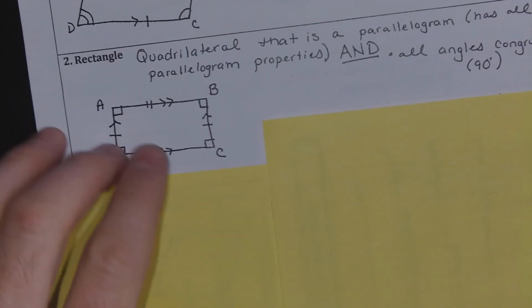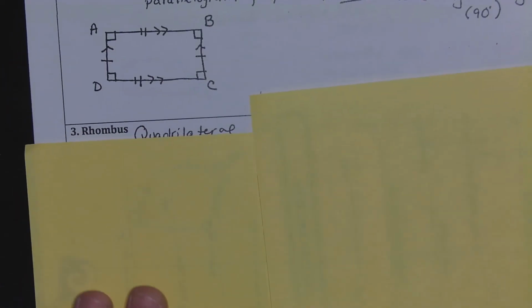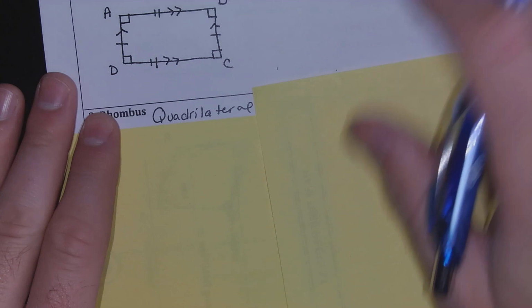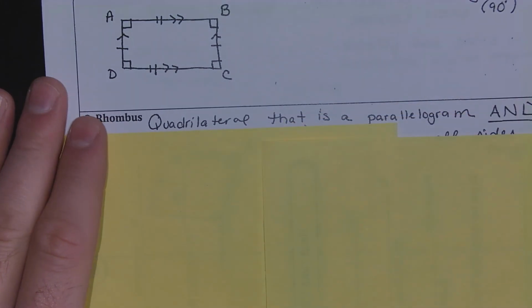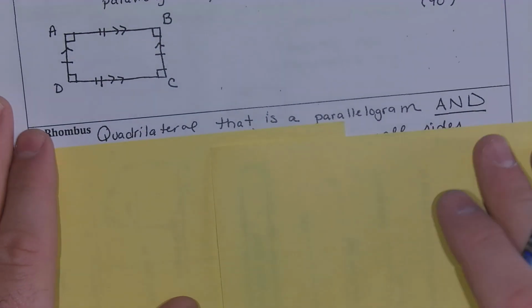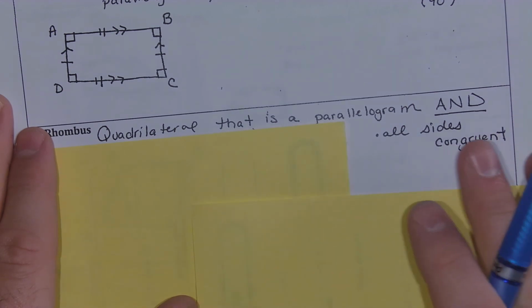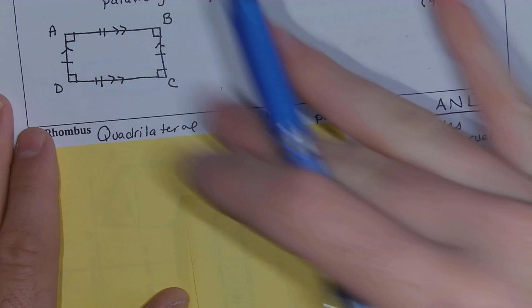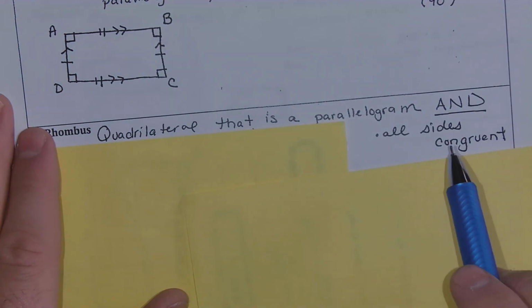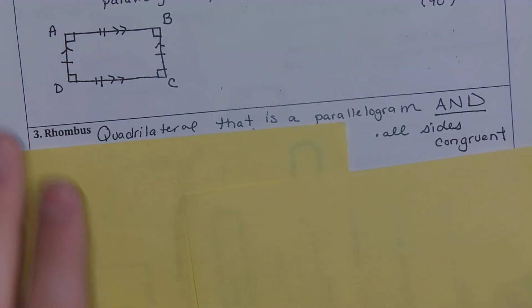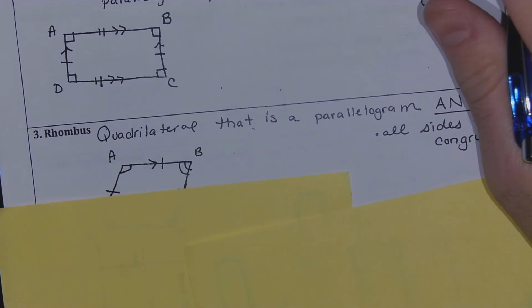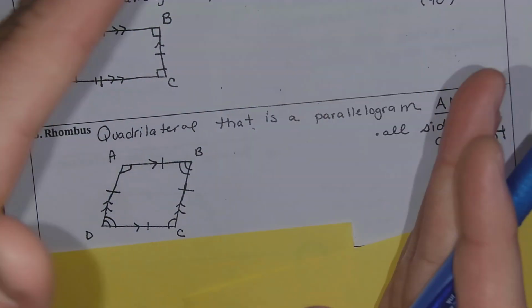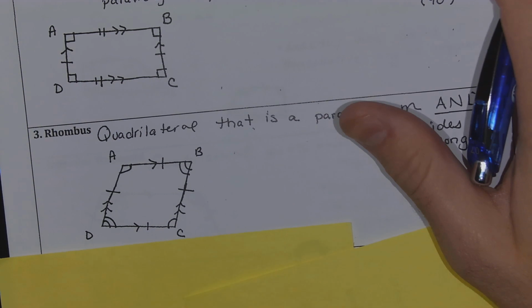Moving on down to here, the third shape we have is a rhombus. This quadrilateral is a parallelogram with this change. All sides are congruent. So it's a parallelogram, so everything I said for the first shape, except that the sides have to also be congruent, all 4 of them. So it's kind of like a square that's been tilted, you could say.